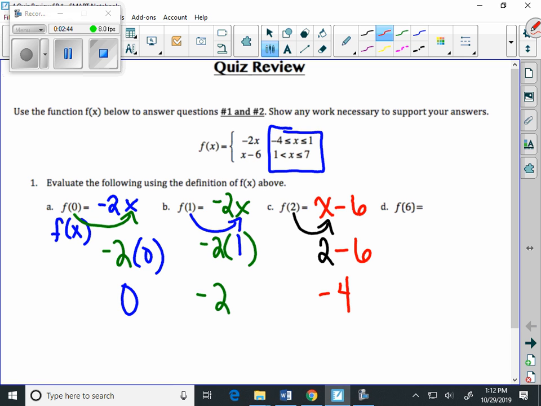And for our last value here, f of 6, we need to determine which piece to use. And 6, once again, is between 1 and 7. So we are going to use the function x minus 6. And we're going to take that value of 6 and put it back into the function wherever we see x. So 6 minus 6, which equals 0.